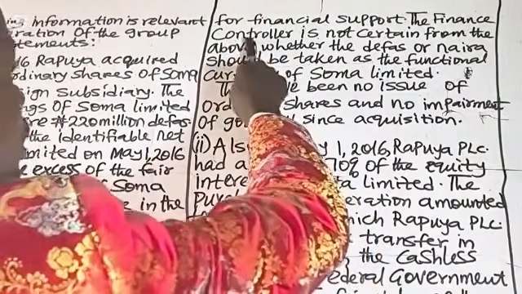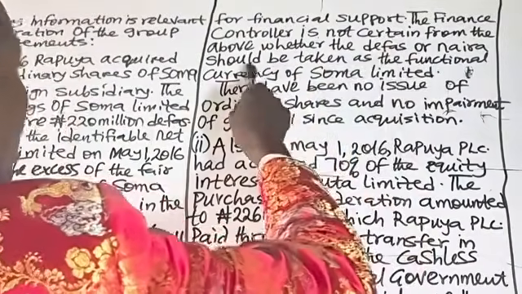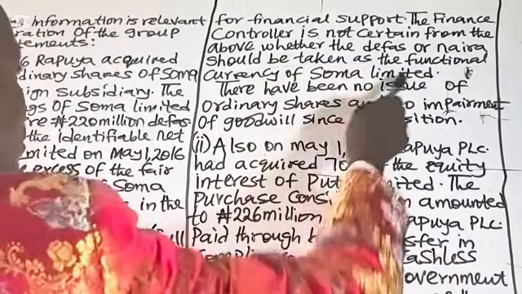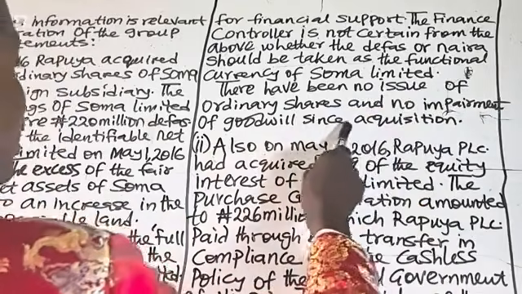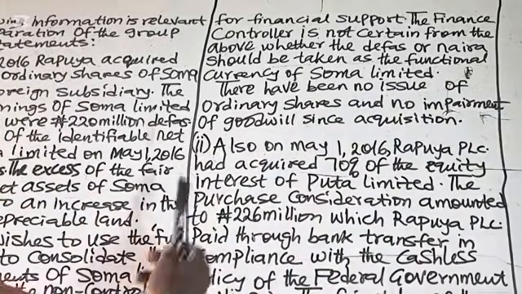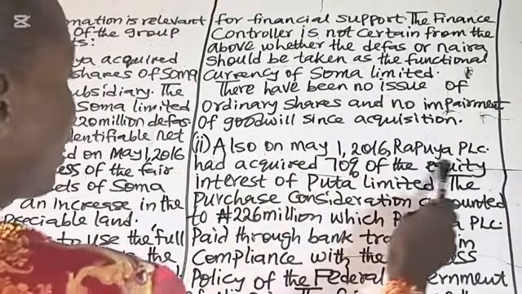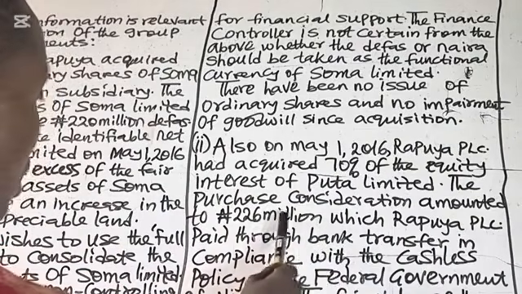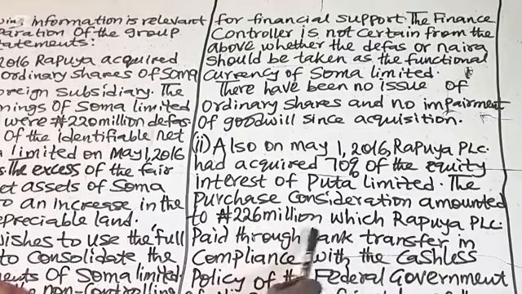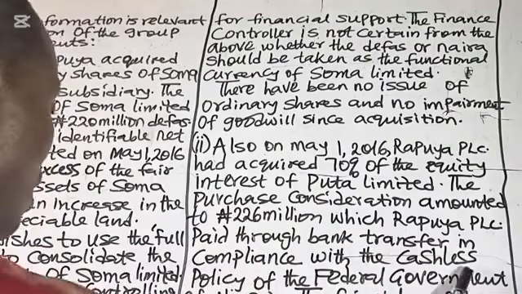The finance controller is not certain from the above whether the DEFAs or Naira should be taken as the functional currency of Soma Limited. There has been no issue of ordinary shares and no impairment of goodwill since acquisition. 2. Also on May 1st, 2016, Rapuya PLC had acquired 70% of the equity interest of Puta Limited. The purchase consideration amounted to 226 million Naira, which Rapuya PLC paid through bank transfer in compliance with the cashless policy of the federal government of Nigeria.